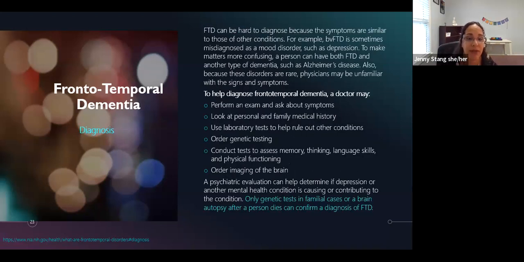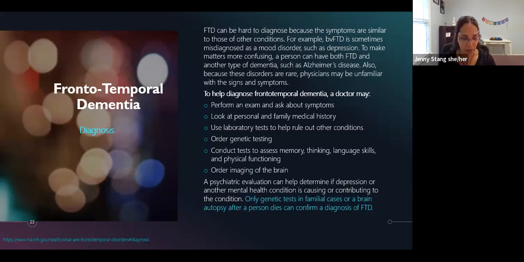So a diagnosis of frontotemporal dementia is pretty difficult because the symptoms are very similar to other conditions. So an example would be sometimes it's diagnosed as a mood disorder, such as depression, and a person can have both frontotemporal dementia and another type of dementia, such as Alzheimer's disease. So because these disorders are rare, physicians may be unfamiliar with the signs and the symptoms, and so they may not even think to diagnose you with frontotemporal dementia.